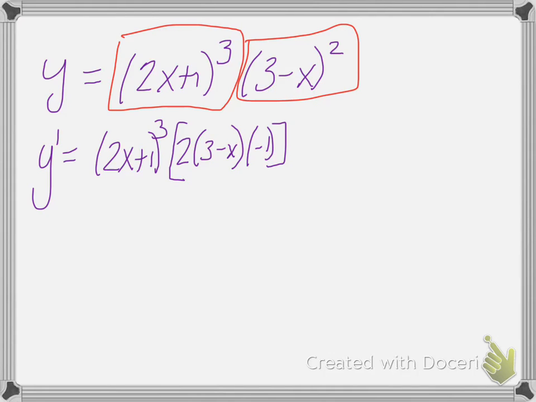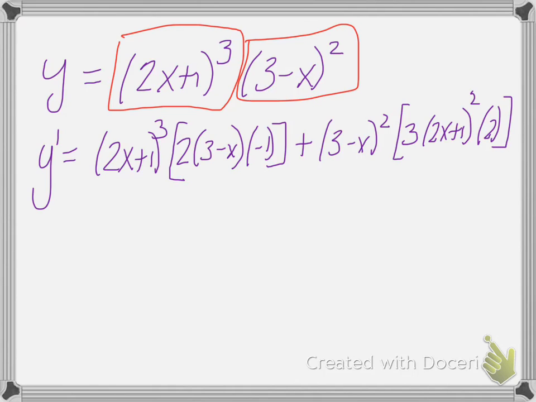So it's the first times the derivative of the second plus the second times the derivative of the first, which requires a chain rule. Bring down the 3, keep the inside. 3 minus 1 is 2, and then you need the derivative of the inside. Okay, now it's just a matter of simplifying.